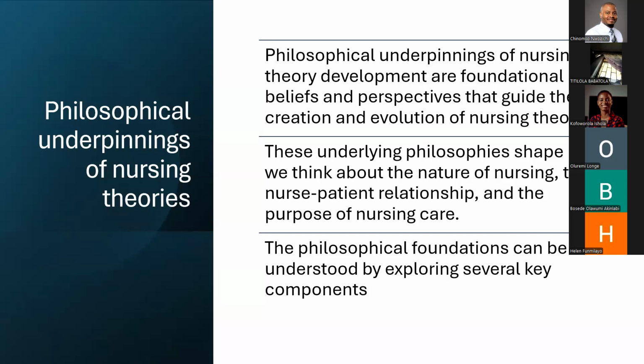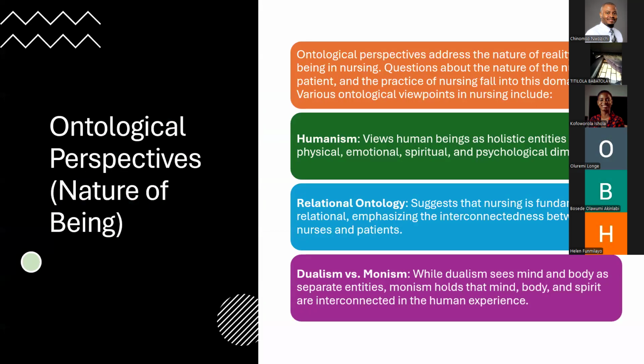So that is how philosophy guides the way we view things, the nature of nursing, the nature of the person we are caring for, and then the nurse-patient relationship. Philosophy guides everything that we do. Now, there are different branches of philosophy. We will start with the ontological perspective, the nature of being. What is the nature of reality in nursing? What is the essence of nursing? So this ontological perspective questions the nature of the nurse, the nature of the patient.